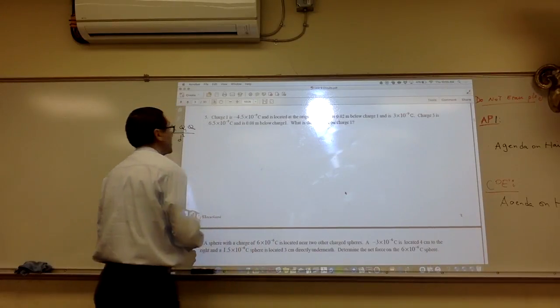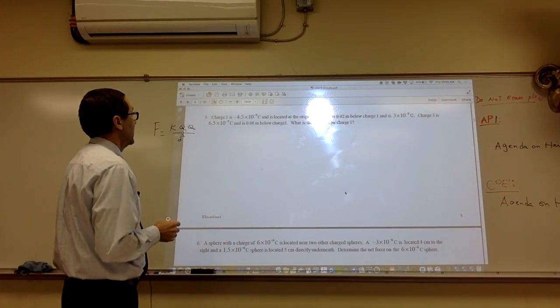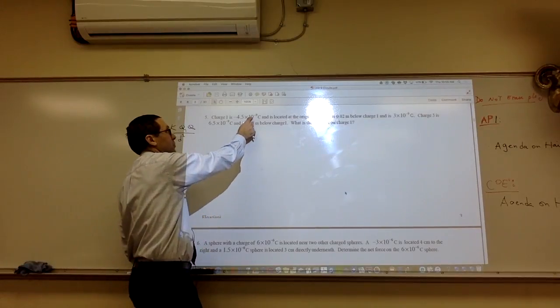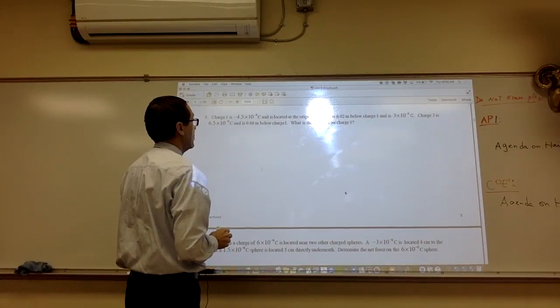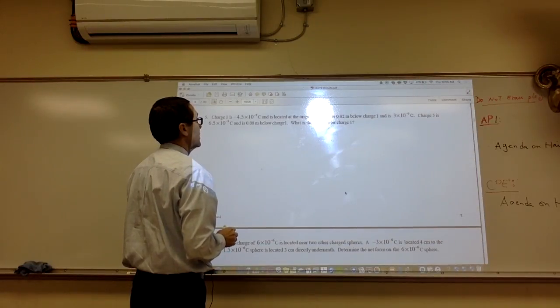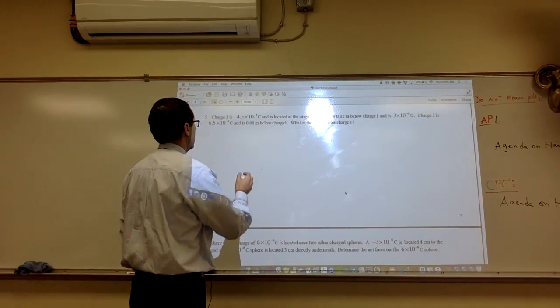Okay, charge 1 is negative 4.5 times 10 to the negative 9 coulomb. 10 to the negative 9 is what we call nano, right? It is located at the origin. Charge 2 is 0.02 below charge 1, so these are in line.